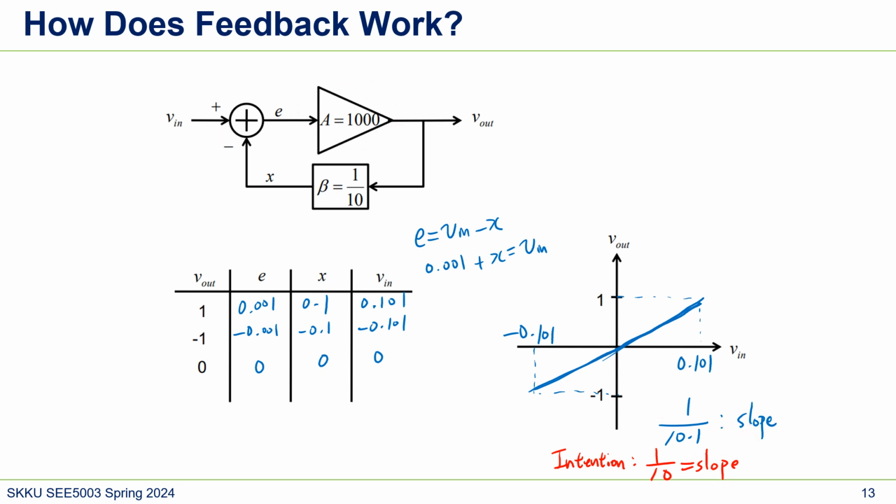Then what if we increase the gain to 10 to the 4? In this case, the slope will be 1/10.011, so it's more accurate, right? It means that if we have larger gain, our actual circuit operation will go to our intention, our goal. This is our goal, 10.1. So having large gain is better.